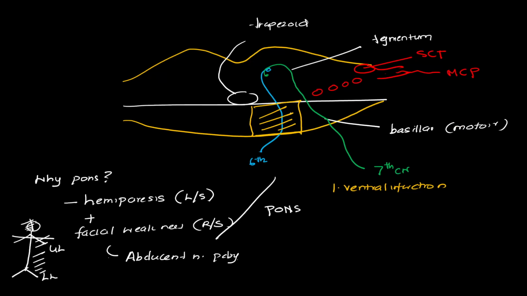But of course, only one side is damaged. So therefore, the corticonuclear tract doesn't have that much of a problem because there are bilateral innervations. Dysphagia cannot happen through a unilateral sort of lesion. It has to be bilateral.